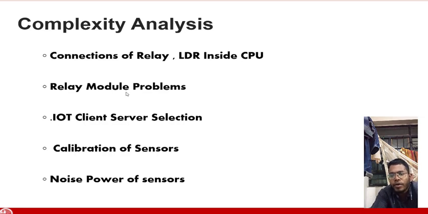Third is IoT client server selection. Blynk has so many advantages, but it doesn't include more than 6 variables in the free version we are using. That's why we have to use WhatsApp for the 6th variable. Fourth, sensor calibration. AC voltage and AC current sensor calibration is tough enough to solve.